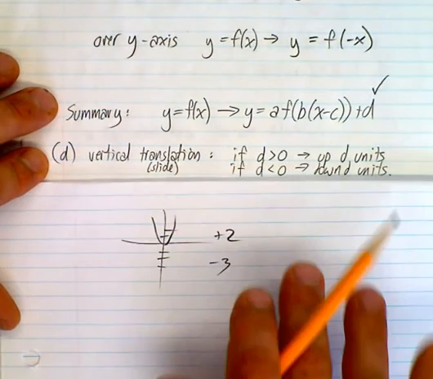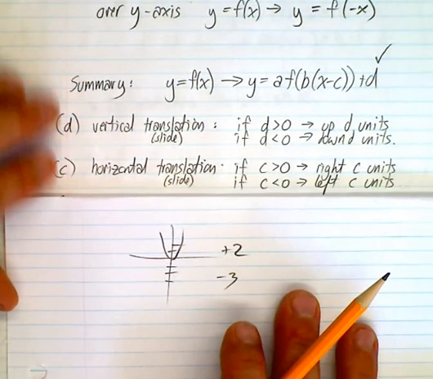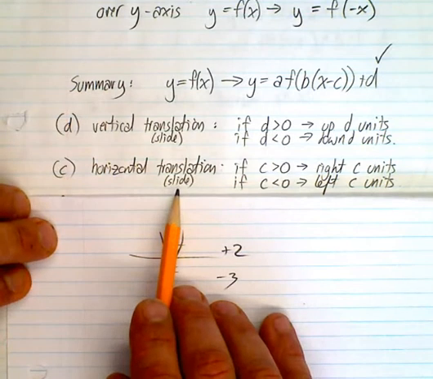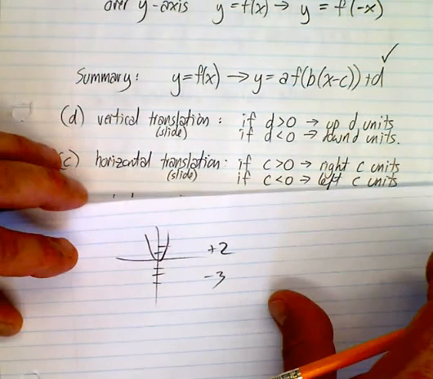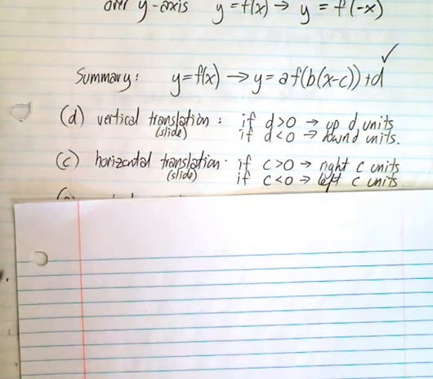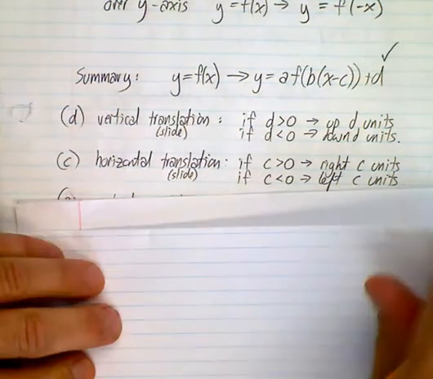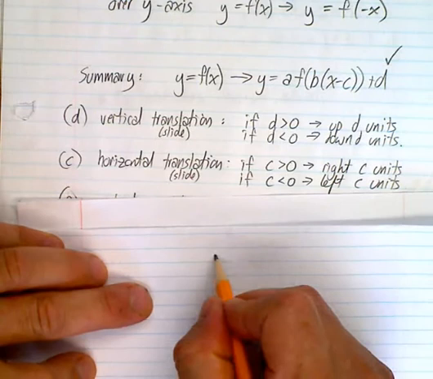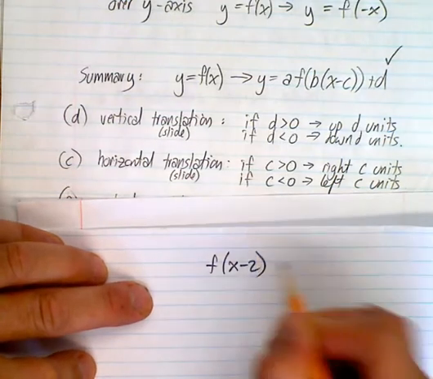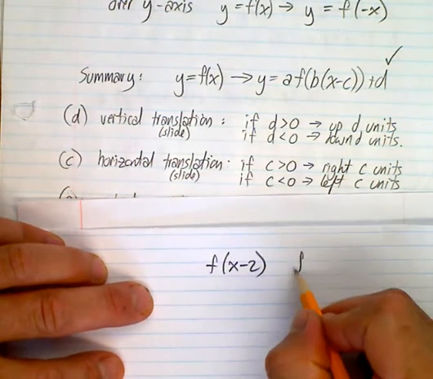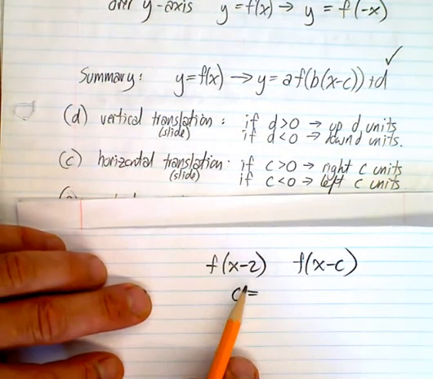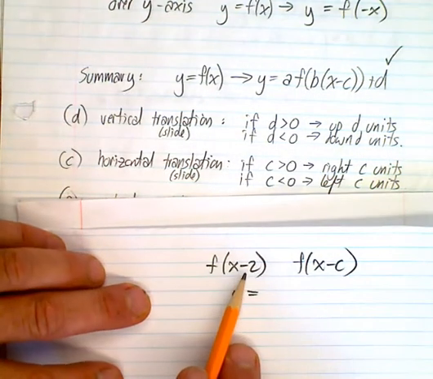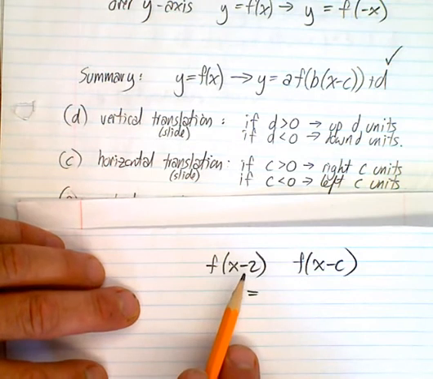If you look at the C value, it's a horizontal translation or a horizontal slide. If C is greater than 0, then it slides right C units. Now this one is a little bit trickier, because if I have f of x minus 2, compare that to x minus c. What do you think your c is in this case? Is it positive 2 or is it negative 2?